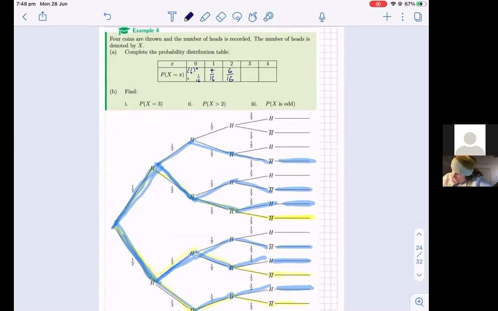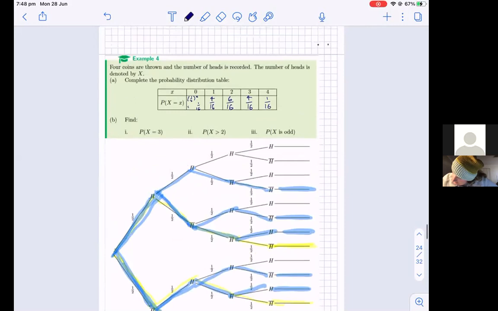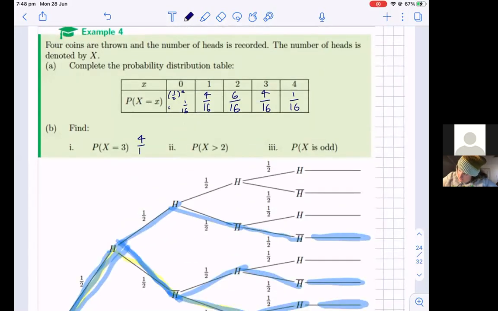Getting 3 heads is the same as getting 1 head. So that should also be 4/16 and then 1/16. Let me double check. 1 + 4 + 6 + 4 + 1 is 16. Good. Probability of getting 3 heads is 4 on 16. Greater than 2 heads is 4/16 plus 1/16, which is 5/16. And odd number of heads is 1 and 3, so 4/16 plus 4/16, 8/16, which is half.